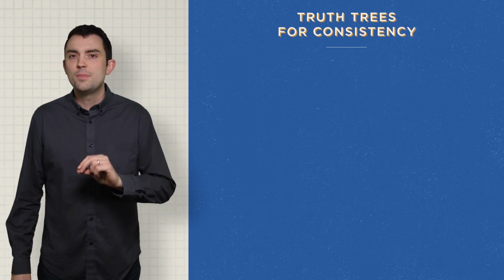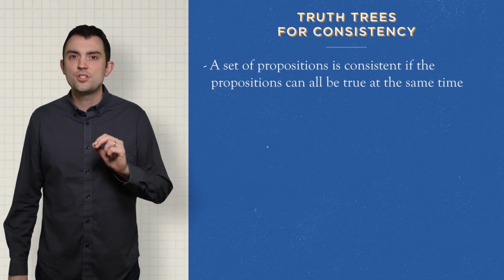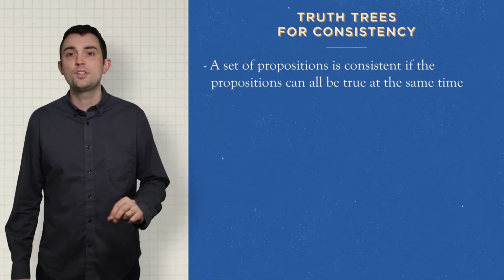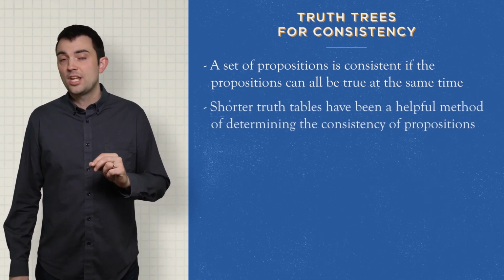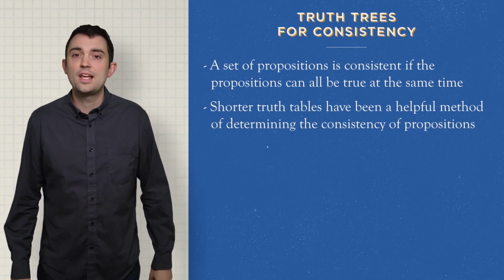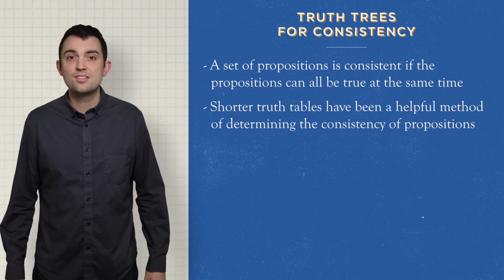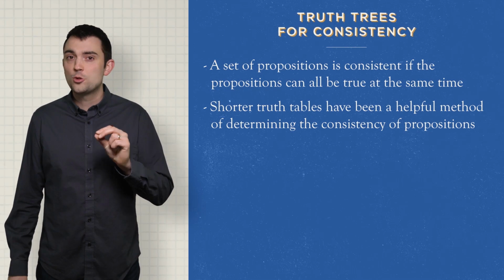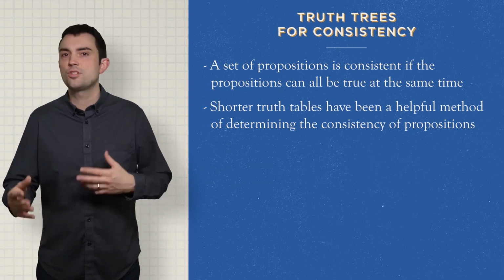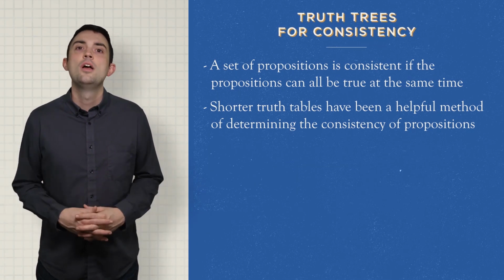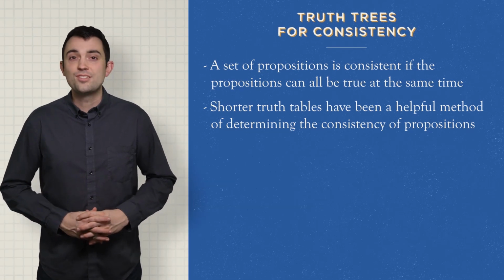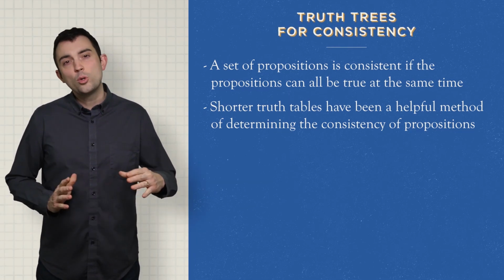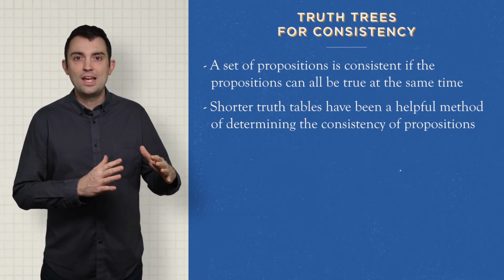Remember what consistency means. It means a set of propositions is consistent if the propositions can all be true at the same time. We've used truth tables, especially shorter truth tables, as a helpful method of determining the consistency of propositions. This, of course, gives you a clue that truth trees are going to do the same sorts of things that truth tables do. You can use truth trees to determine consistency, equivalence, and validity as well. It's just going to approach the task in a slightly different way.